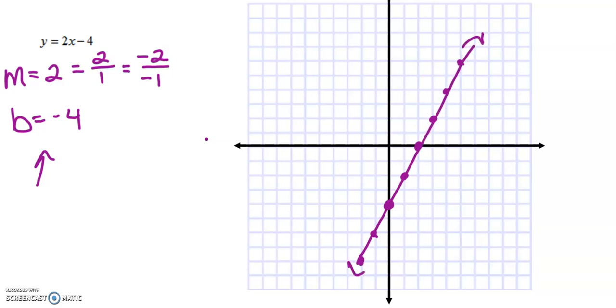And I started off by pulling out a +2 for the slope, so double check. I'm reading the graph from left to right like I read a book, and it's definitely increasing or ascending.